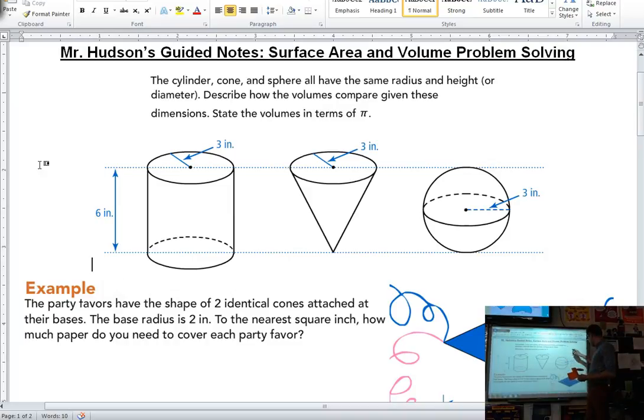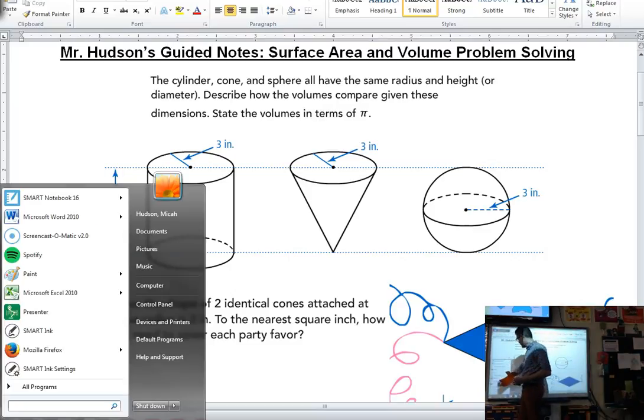I've been here for a couple days. This thing might be dumb. Smart Ink is turning off. Why?